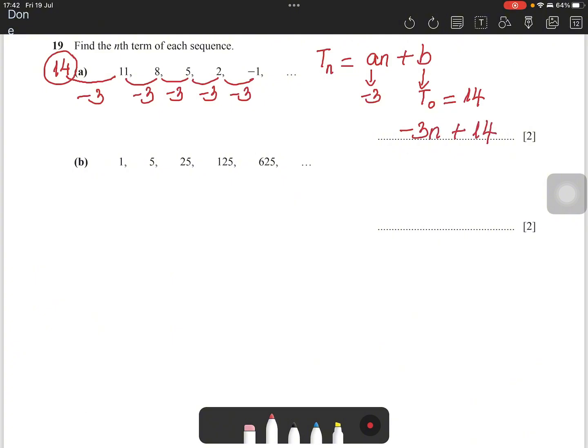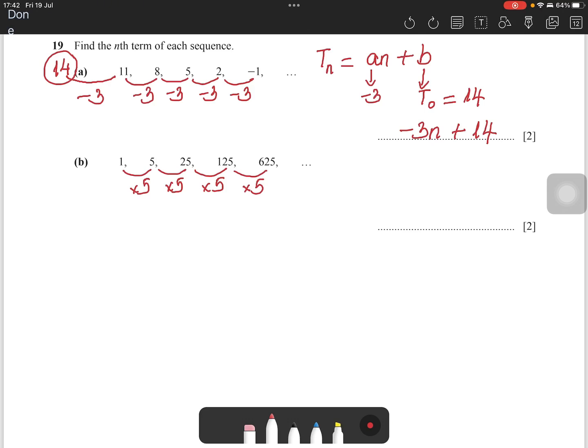B. 1 times 5 is 5. 5 times 5 is 25. 25 times 5 is 125. And similarly, we multiply this by 5. So this should be an exponential sequence.